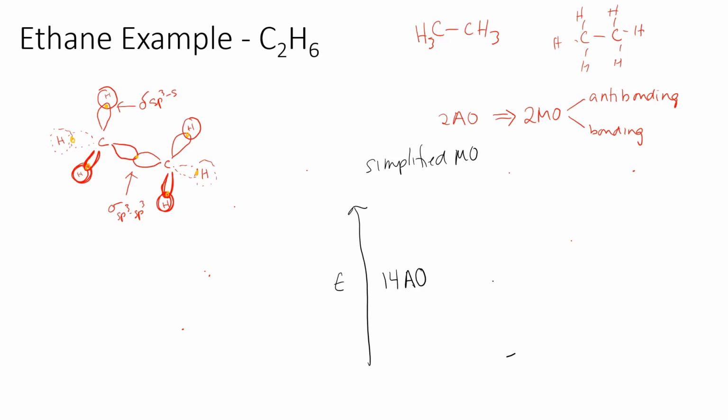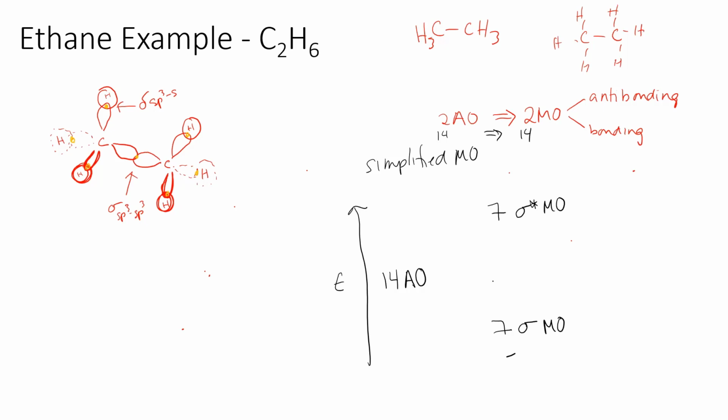So since I have 14 atomic orbitals I'm putting in, it means I have to get out 14 molecular orbitals. But remember, they're split evenly. Half of them will be bonding, half of them will be anti-bonding. And remember, the bonding are going to be lower in energy than my anti-bonding. So if I actually look at my diagram, that means I'm going to have 7 bonding sigma molecular orbitals, and I'm going to have 7 anti-bonding sigma molecular orbitals that are going to be higher in energy. So this is our shorthand or simplified MO diagram.